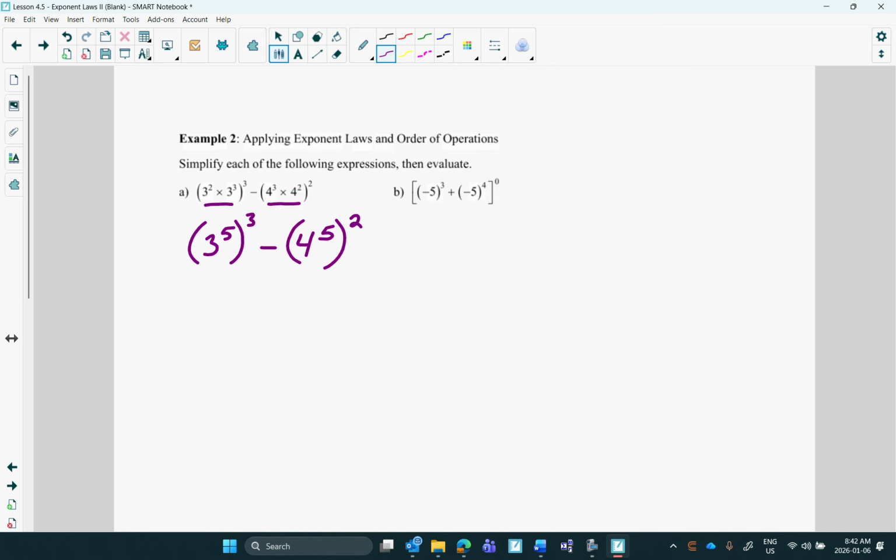So I did the multiplication exponent law. There's another exponent law I can do. What's this? 3 to the 15. Minus 4 to the 10. There are no more exponent laws left to do. I can't combine these two because they don't have the same base. So this is where I pull out my calculator and actually find this, and subtract it.